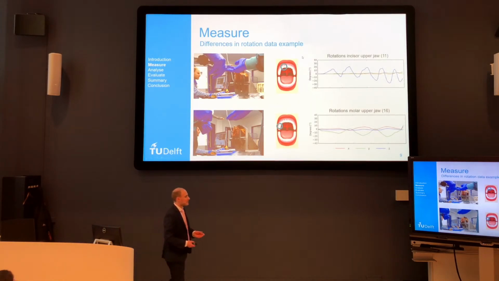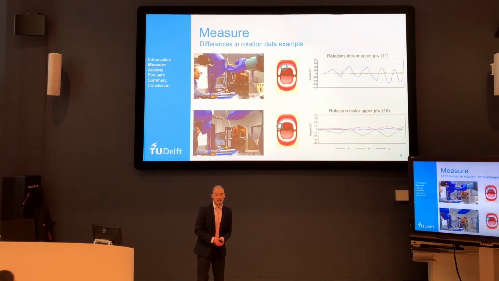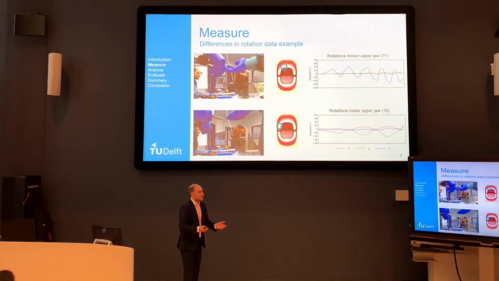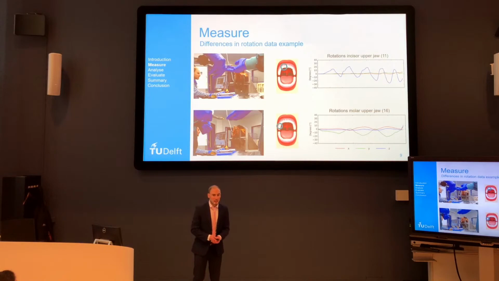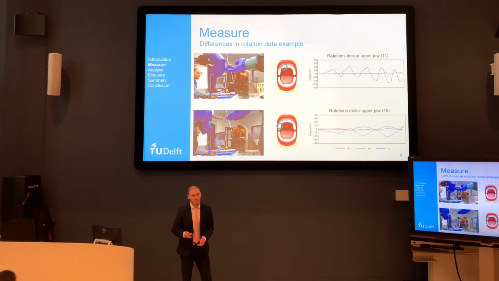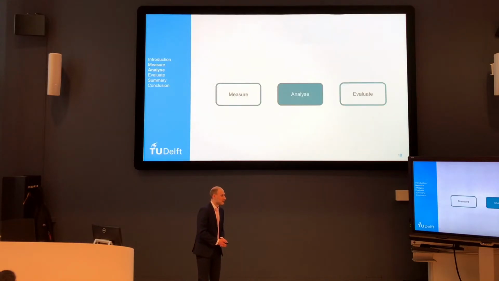These differences look like this in the data. And we can see the differences, but we need to find out if these differences are coincidence or if they are a pattern appearing more often in the data. So that's what we are going to do in the analysis phase.